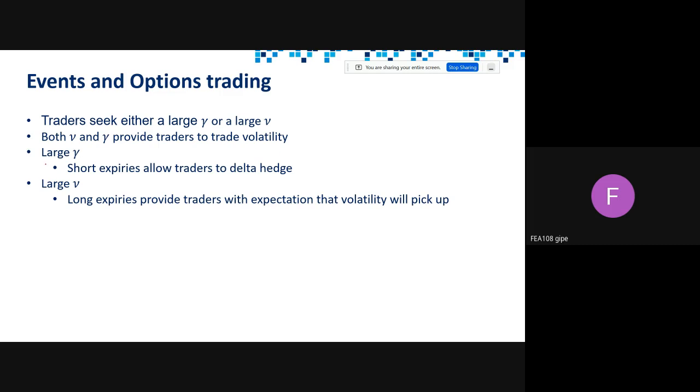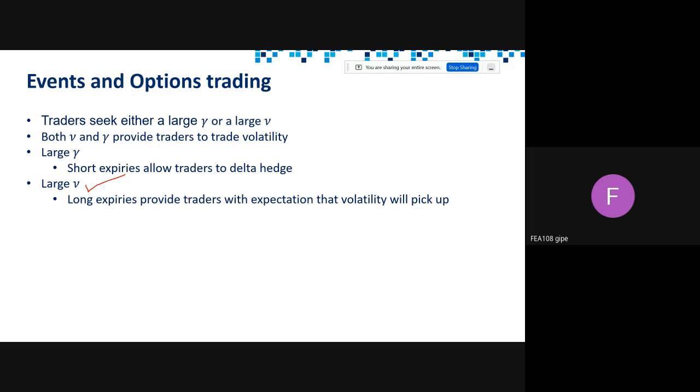So especially traders become active on large gamma positions. Short expiries allow traders to delta hedge. On the other hand, for a large Vega, long expiries provide traders with the expectation that volatility will pick up. Just take it as a rule of thumb: Vega comes into play if it is a long dated option, like a 1 year option, 2 year option.